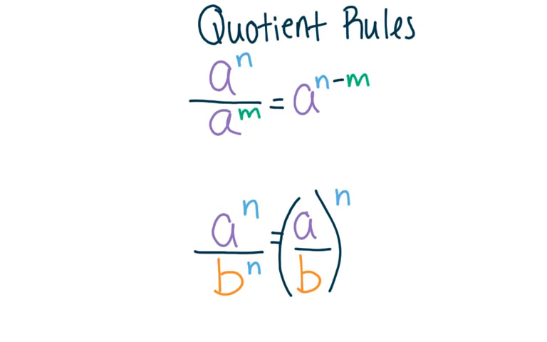Okay. Here are your quotient rules. If you had two bases that were alike and you were dividing, then you could combine them by subtracting. That's what that first rule says. The second rule, if you have two bases that are different but have the same exponent, then you can rewrite them using just one of the exponents. Okay?